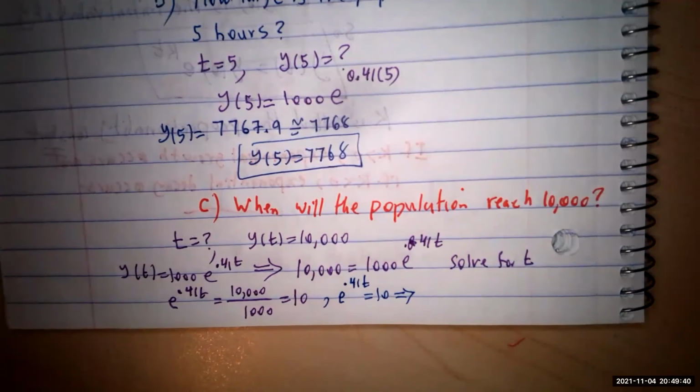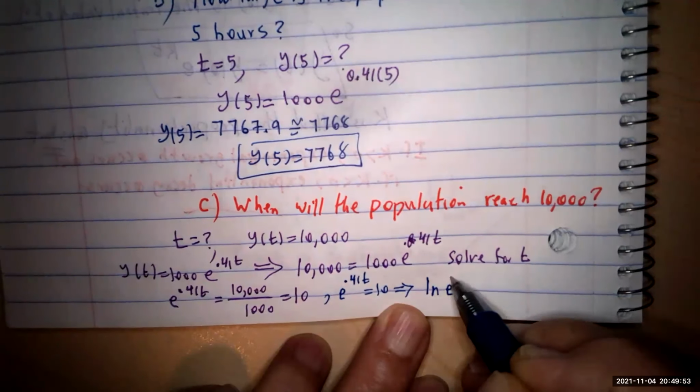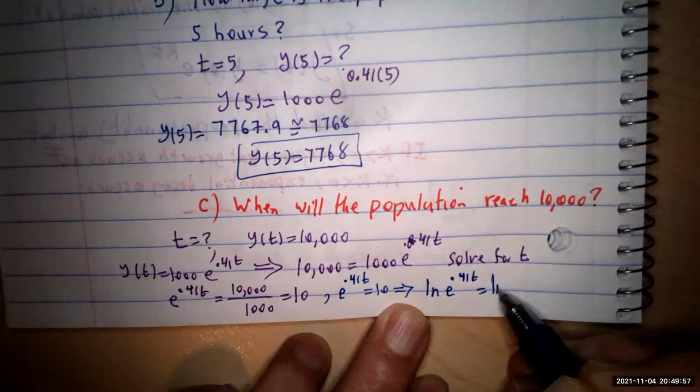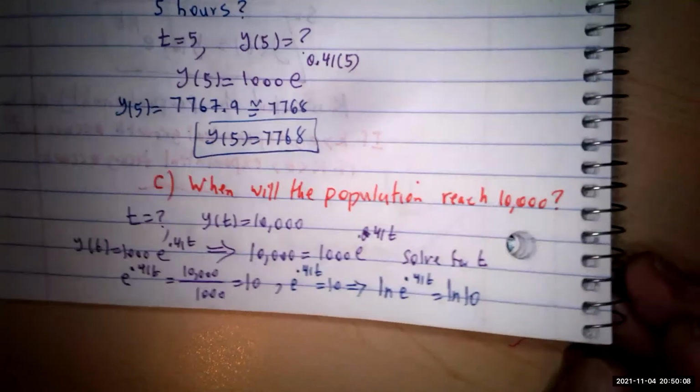Now, if you want to solve for t, you have to bring the t down. The only way you can bring it down is to take the ln of both sides. Then it's going to be ln of e to the 0.41t equal to the ln of 10. Now we can bring the 0.41t down, and the ln e would be just 1, so it disappears. Okay, so we continue. Any question?